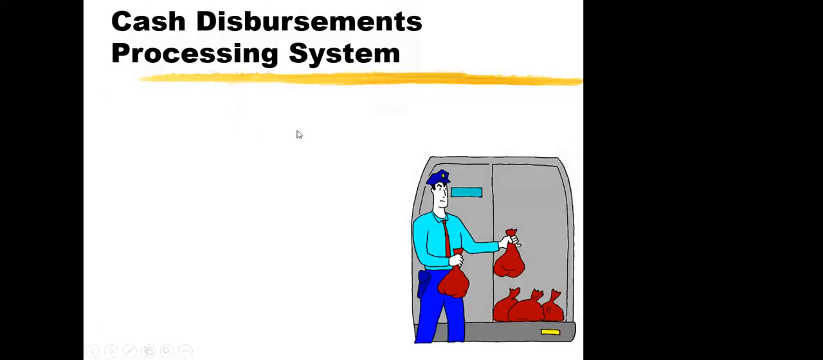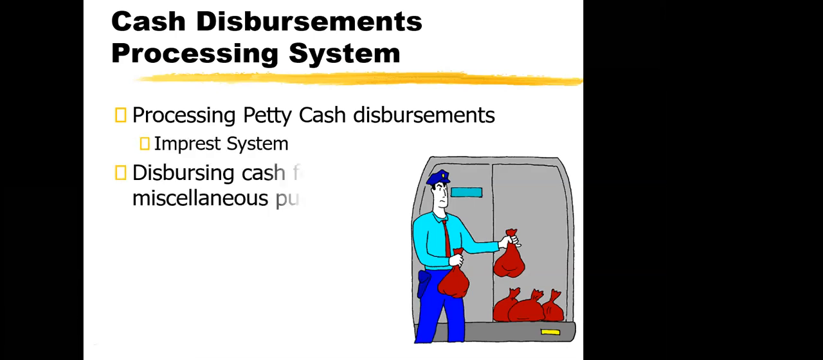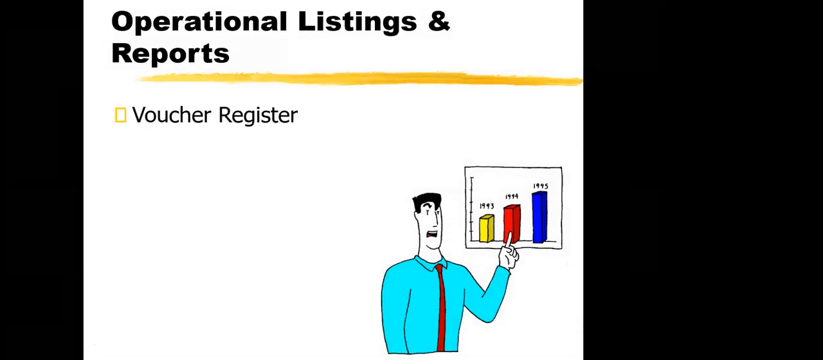Cash disbursement processing system. So they're talking about real cash in the business, that's petty cash disbursement. Some businesses have petty cash of like $500 only. Some businesses have $3,000. So you must keep up with the petty cash, keep the receipts and give the correct change. Disbursing cash for miscellaneous purposes. The whole idea of petty cash is for small expenses, but they do add up.